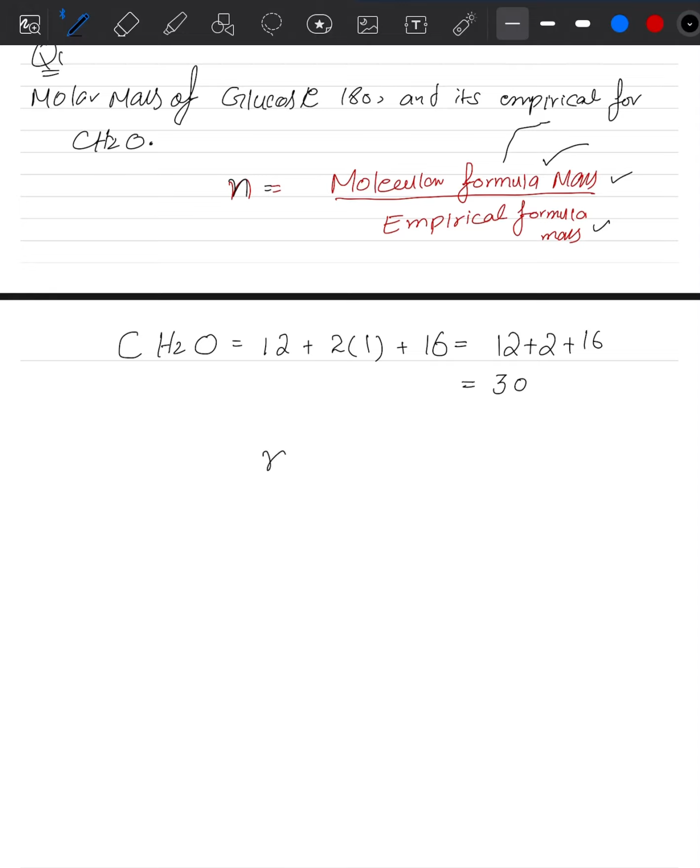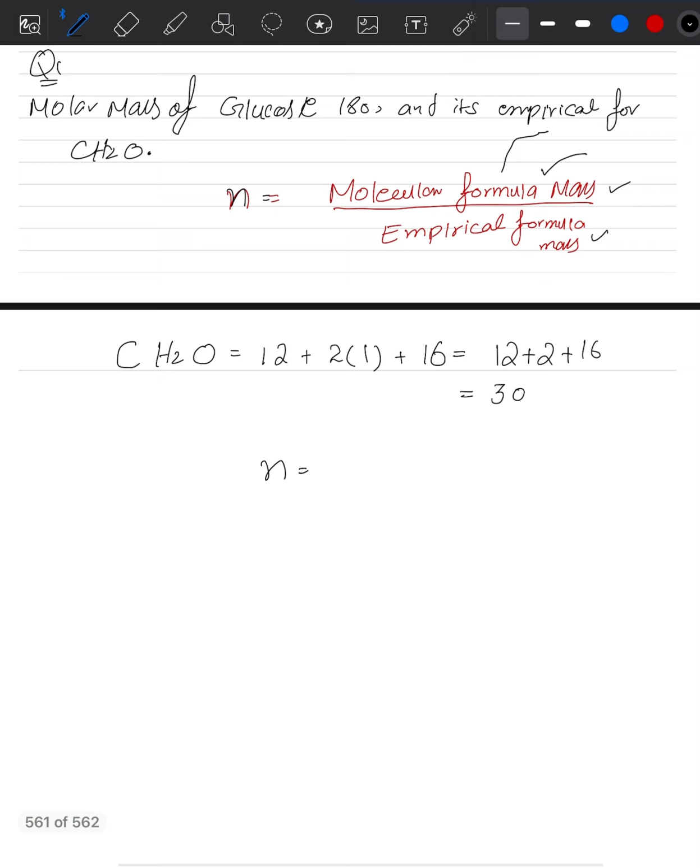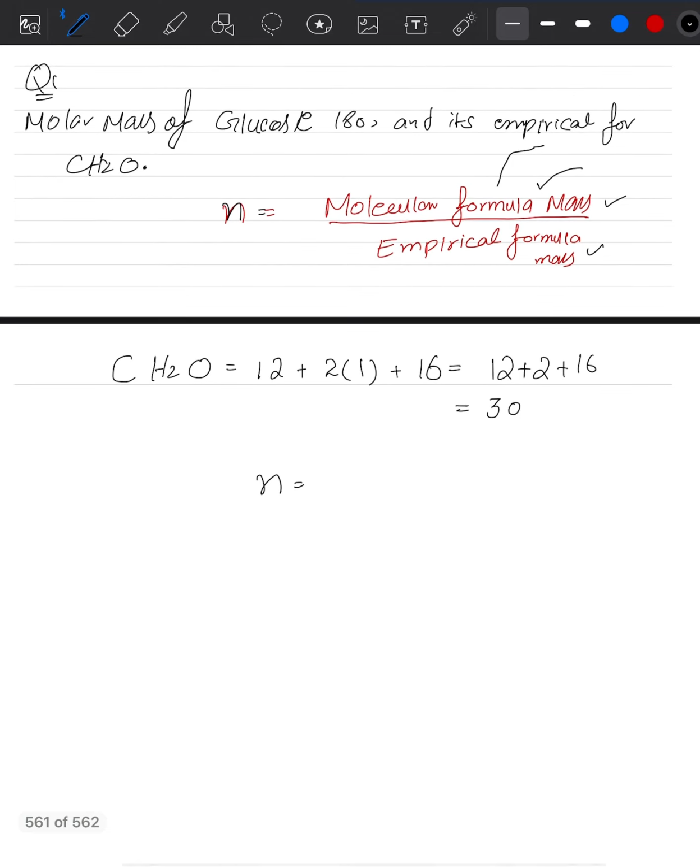And now by using the formula, what is the molecular mass? The molecular mass or the molar mass is already given in the question, that is 180. So we will divide 180 by the empirical formula mass, which we have just found, that is 30. So the value of n is 6.